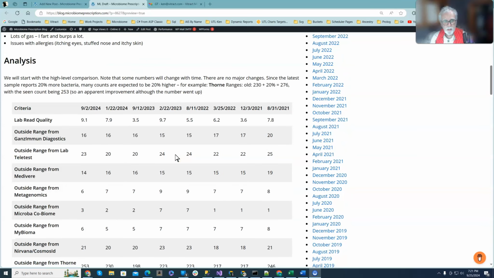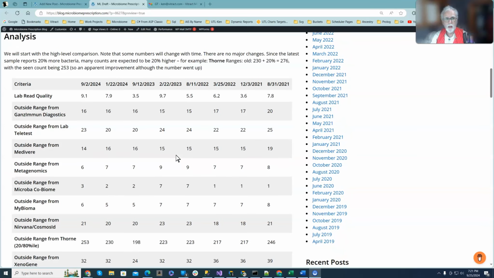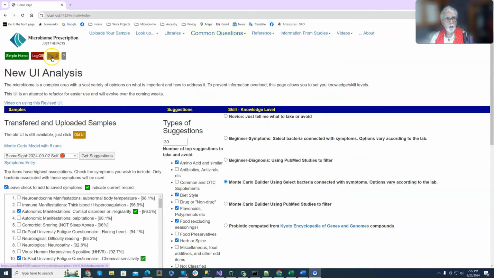The first thing I did, which actually uses the old UI, is look at the comparison from sample to sample to sample. And for this one, I'll go over and show you where it is. After you log in, you go over to old UI.